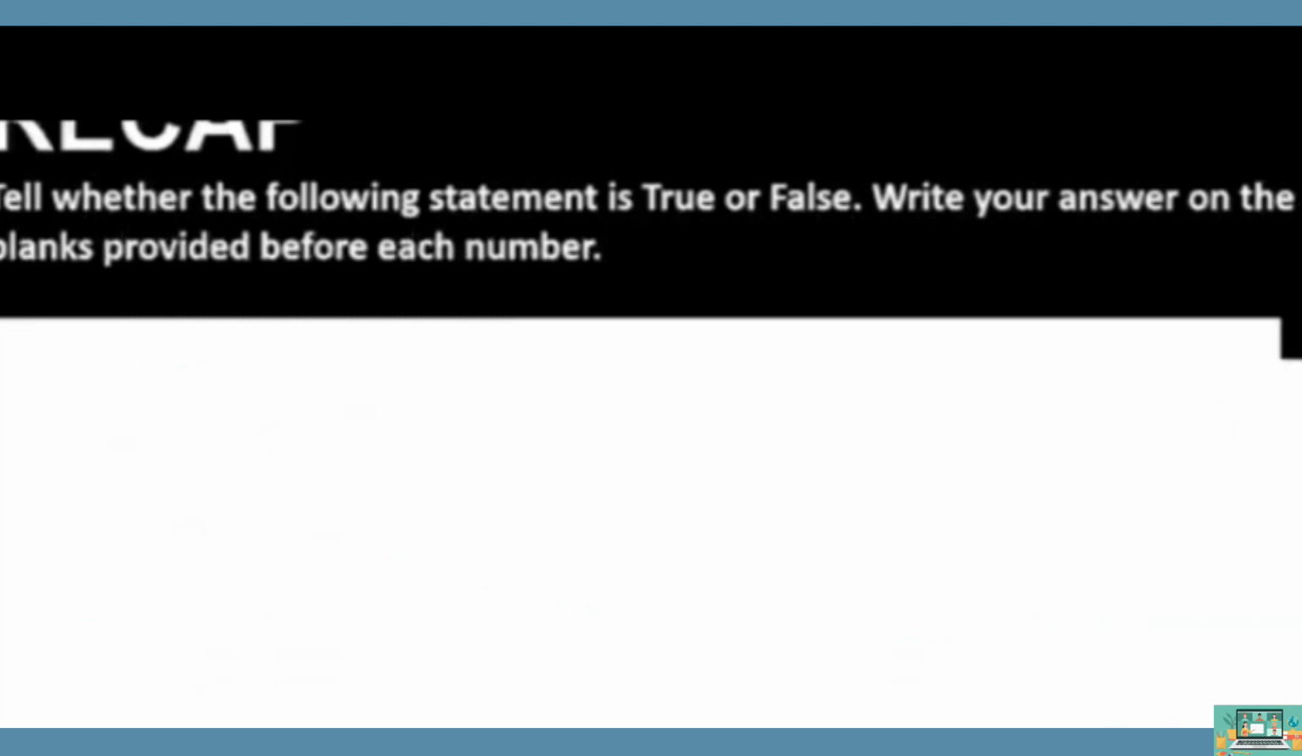Later, we are going to find out why we get those answers. For now, let's do a quick recap. Tell whether the following statement is true or false. Write your answer on the blanks provided before each number.